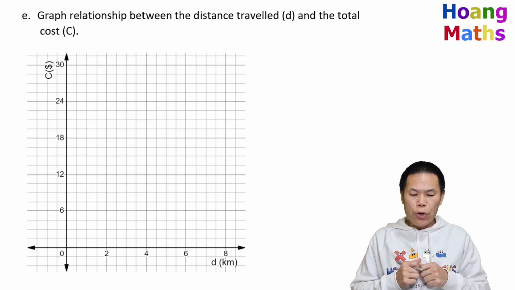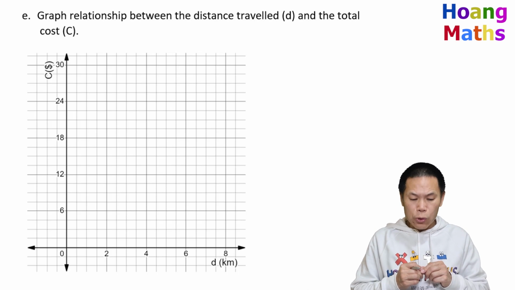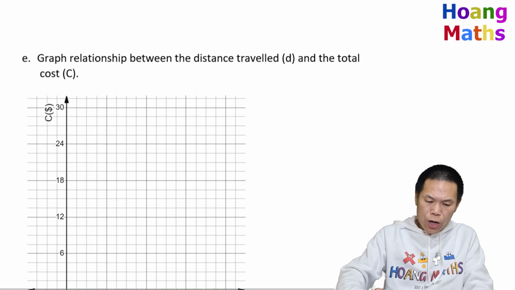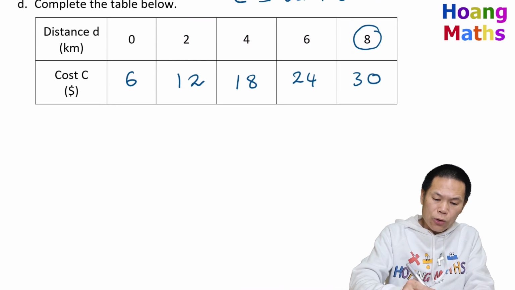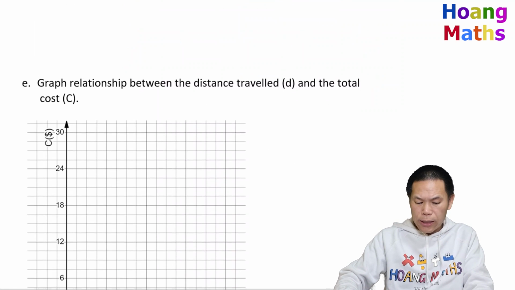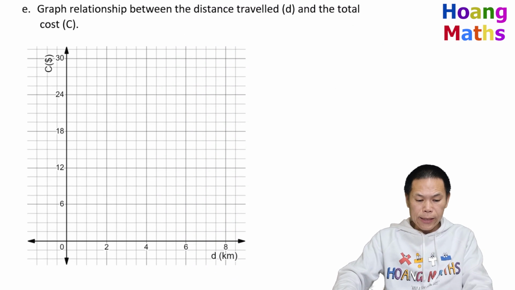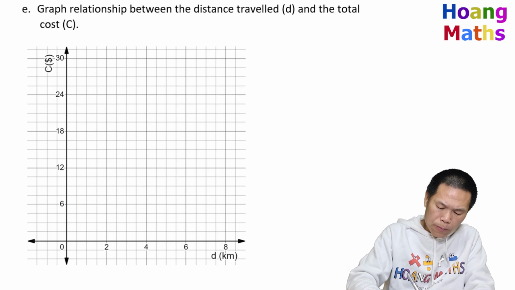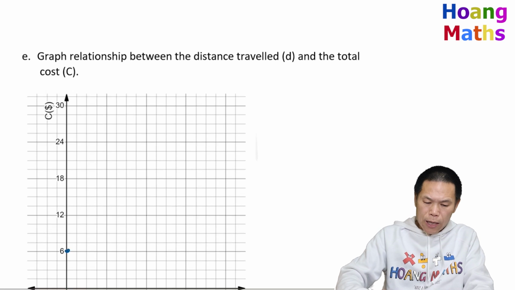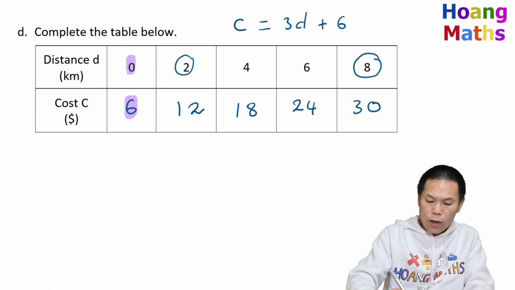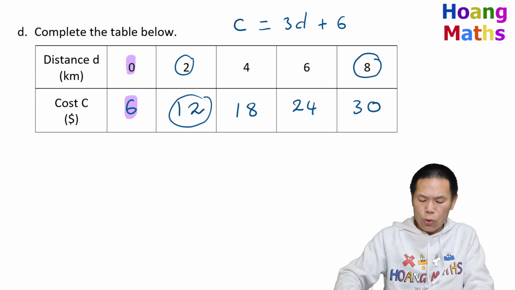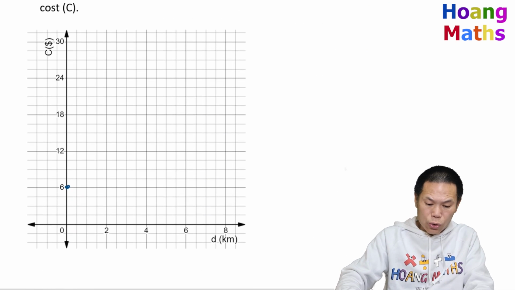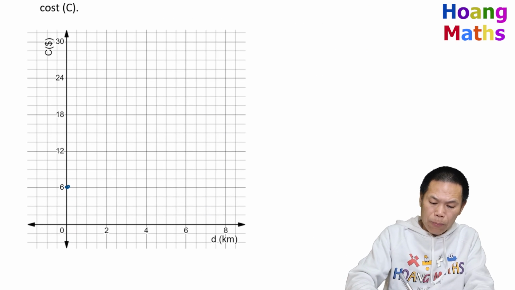Part E. So we need to graph the relationship between the cost and the distance traveled. So first of all, we know that when d is equal to 0, C is 6. So d is the horizontal axis and C is the vertical. So 0, 6. That will give me this point here, 0, 6. And when d is equal to 2, C is 12. That is $12. So d equal to 2, we go across 2 and up 12.